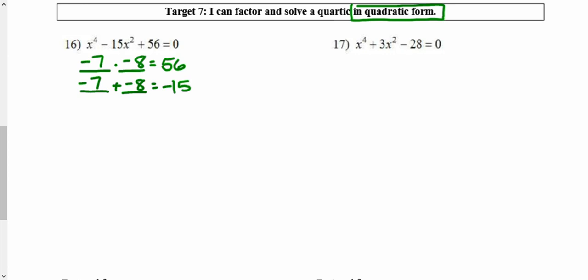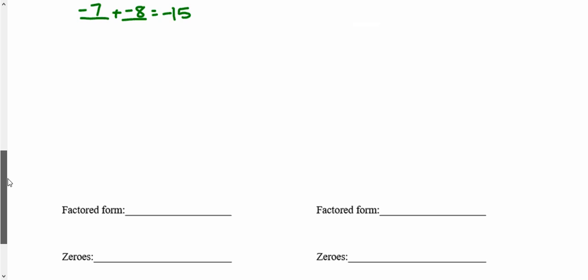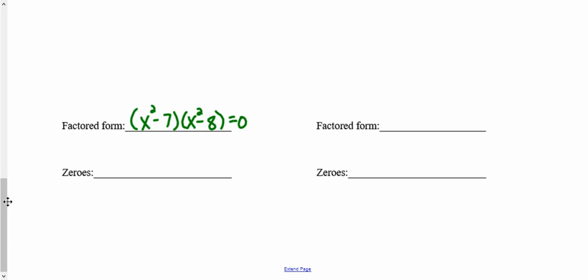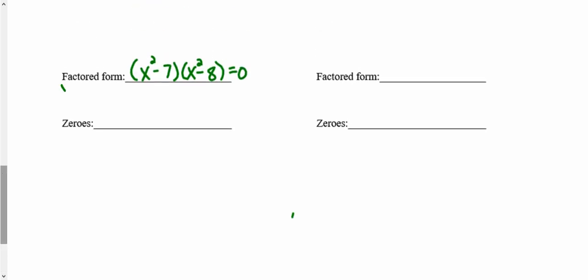And because this starts with a 1, we can actually use the shortcut, which means we go straight to factored form. So normally we would do x minus 7 and x minus 8, but because this is a quartic, don't forget that you have to have squared and squared. So that's your factored form. You can go straight to it once you find your two numbers. Then looking at the zeros, so we have x squared minus 7 equals 0 and x squared minus 8 equals 0. So if I add 7 over, I get x squared equals 7, and that doesn't simplify. So when I take the square root of it, I get x equals plus or minus square root of 7.